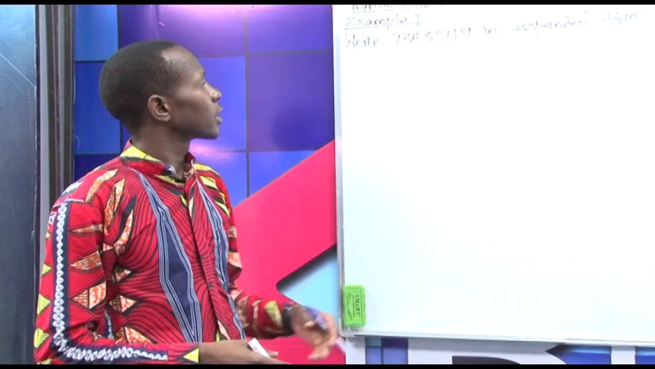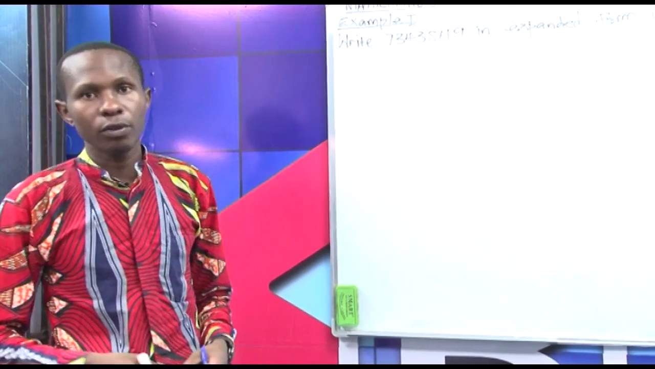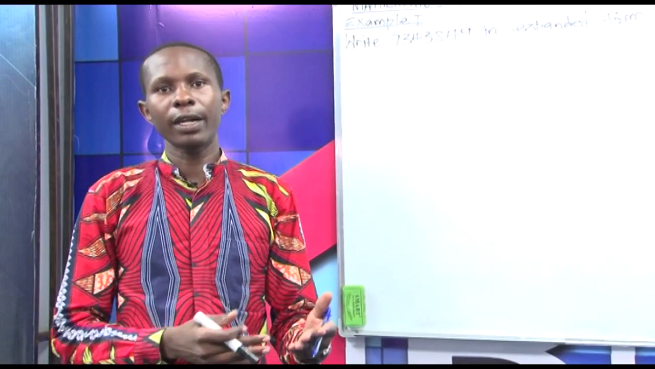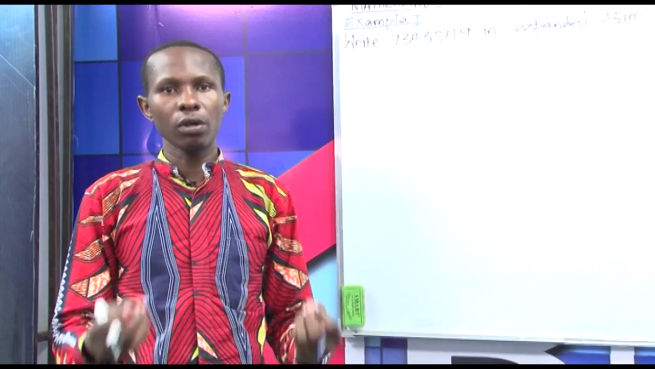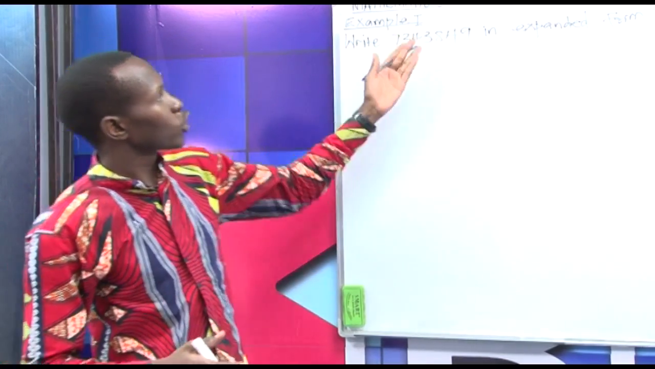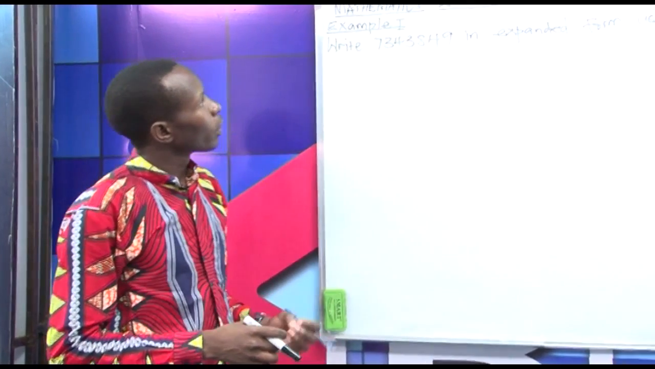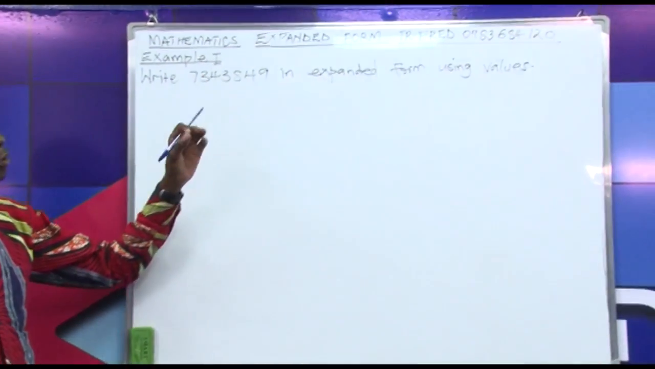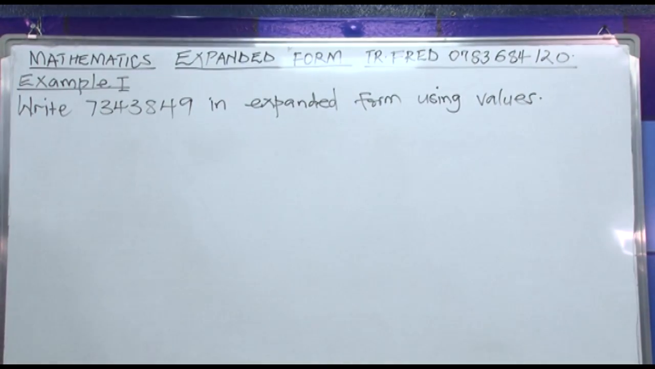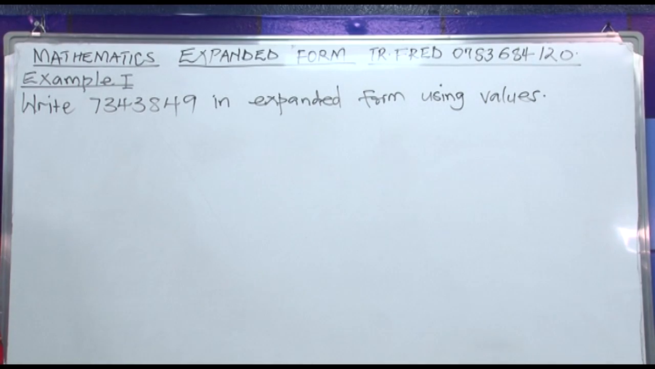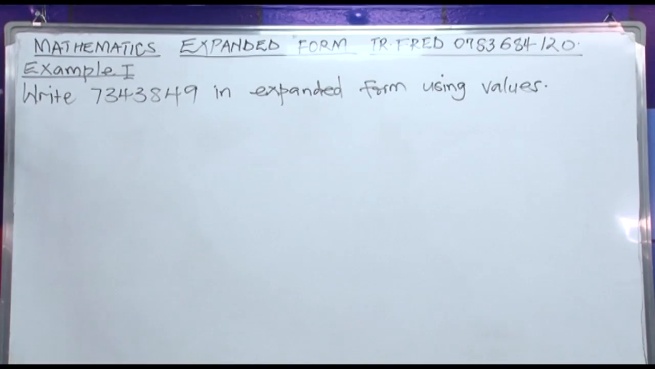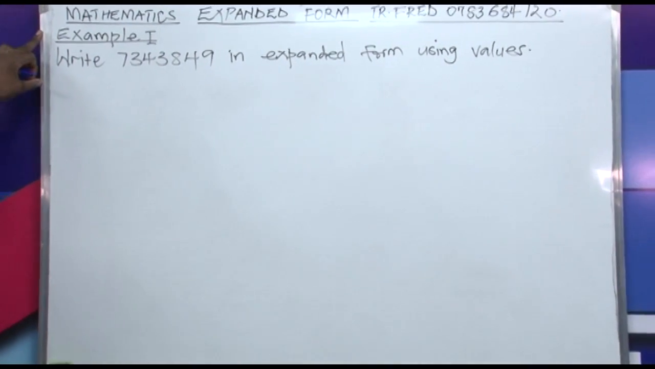Today I want us to look at this lesson. For those who have been following us, they know where we ended. Last time, we looked at place values, and so on. So this time around, I want us to look at expanded form. Expanded form also has different methods that we are supposed to use to work out numbers. So let's look at the first example and see what it wants us to do.